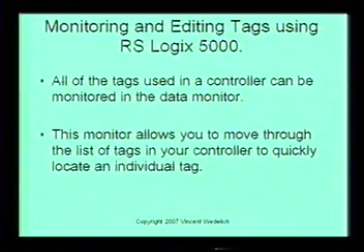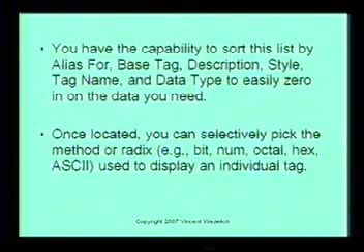Okay. So monitoring and editing tags using Logix 5000. All of the tags used in the controller can be monitored in the data monitor. This monitor allows you to move through the list of tags in your controller to quickly locate an individual tag. You have the capability to sort this list by alias, alias for, base tag, description, style, tag name, and data type to easily zero in on the data you need. Once located, you can selectively pick the method, or radix, binary, octal, hex, ASCII, used to display an individual tag.